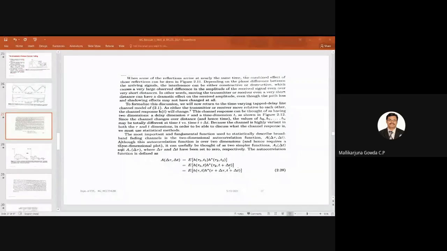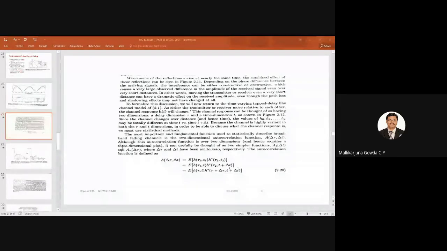And I said it will be described as a tapped delay line model. Hope you remember, I think I discussed this in the previous class. Tapped delay line model, and I wrote what is the impulse response of that tapped delay line model. That is h of t comma tau, right?